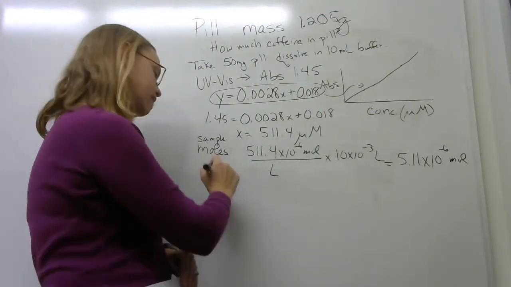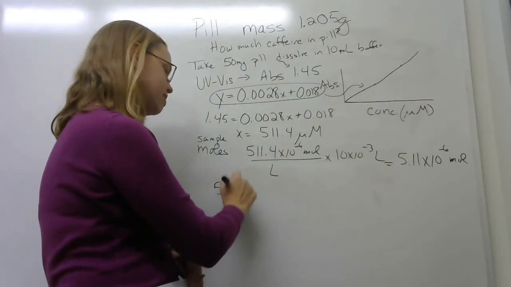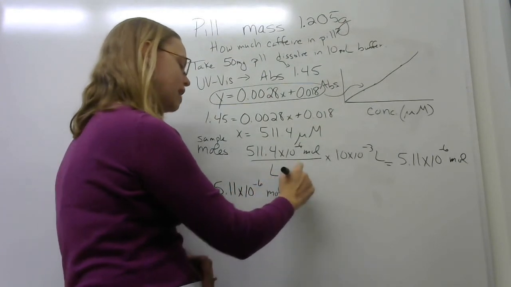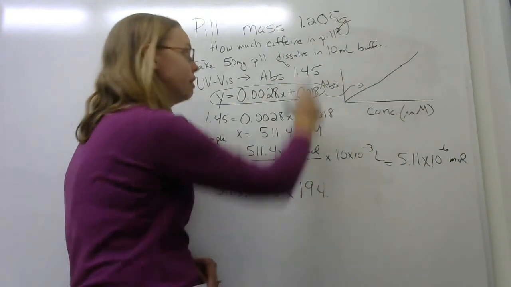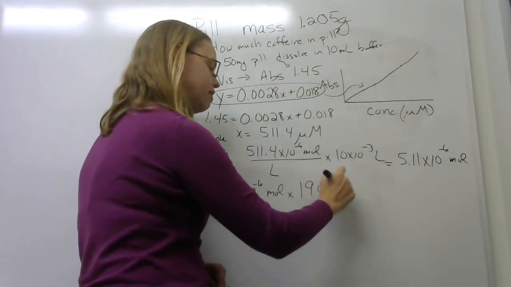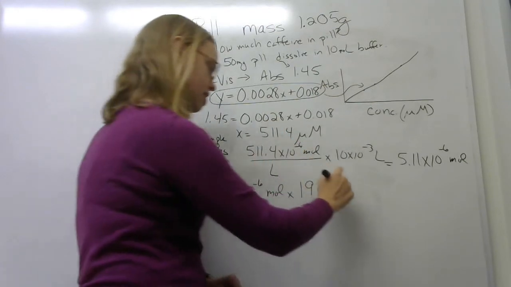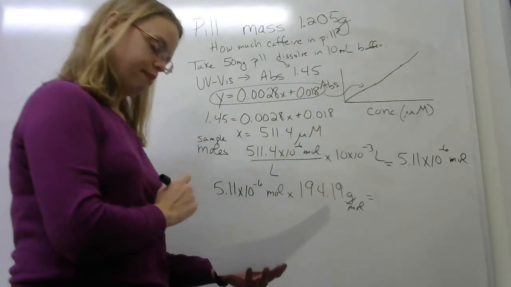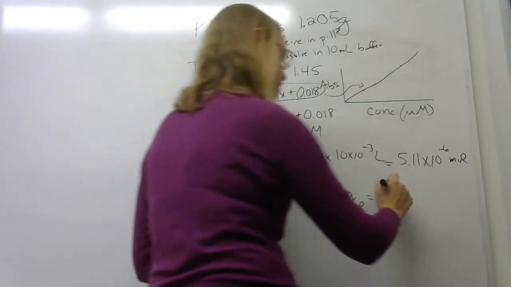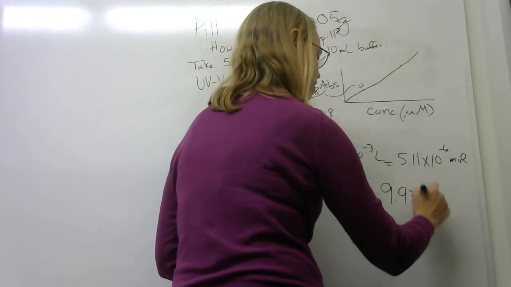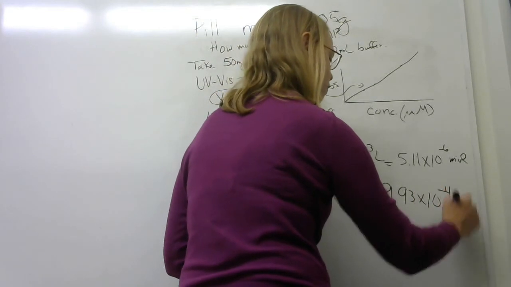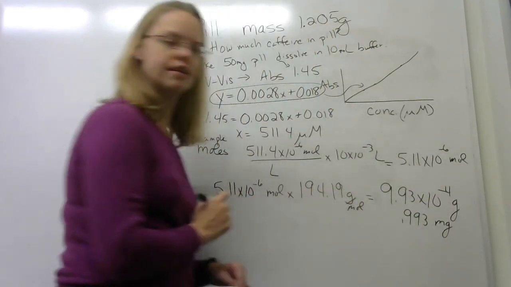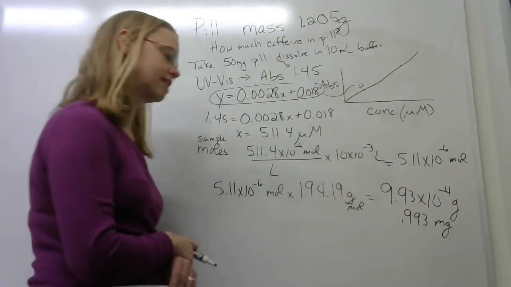I'm still not to grams, but I can get there. Now it's pretty easy. You've done a lot of these calculations in the lab. If I know moles, I can just multiply by the molecular weight. I looked up the molecular weight. I know it's caffeine, 194.19 grams per mole. So now we can get back to grams. If we do that out, we end up getting 9.93 times 10 to the minus 4 grams, or I'm going to write it in milligrams, because I think it's easier.